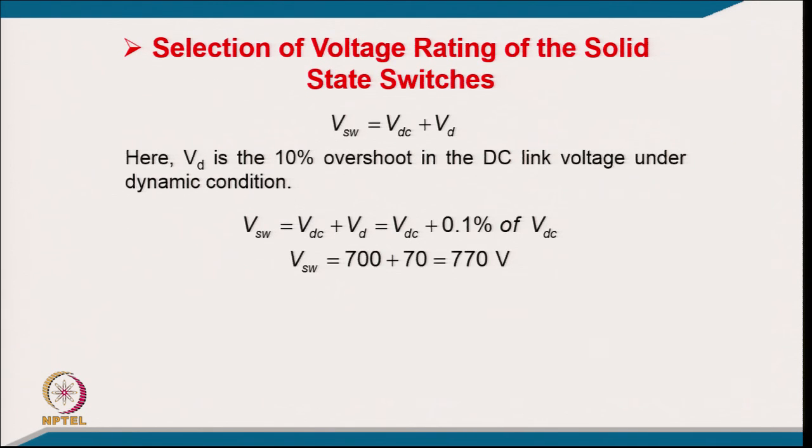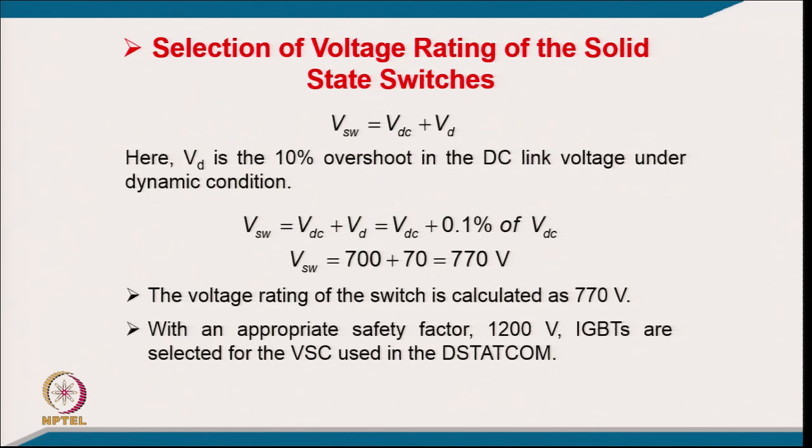And selection of the voltage rating of the solid state devices. You take the maximum voltage in the circuit, the DC link voltage, but then you can have a little overshoot into that, maybe 10%. So, in place of 700 volt, it will be 770 volt, and normally we take a safety factor, so we select the voltage rating of the D STATCOM IGBT around 1200 volt.